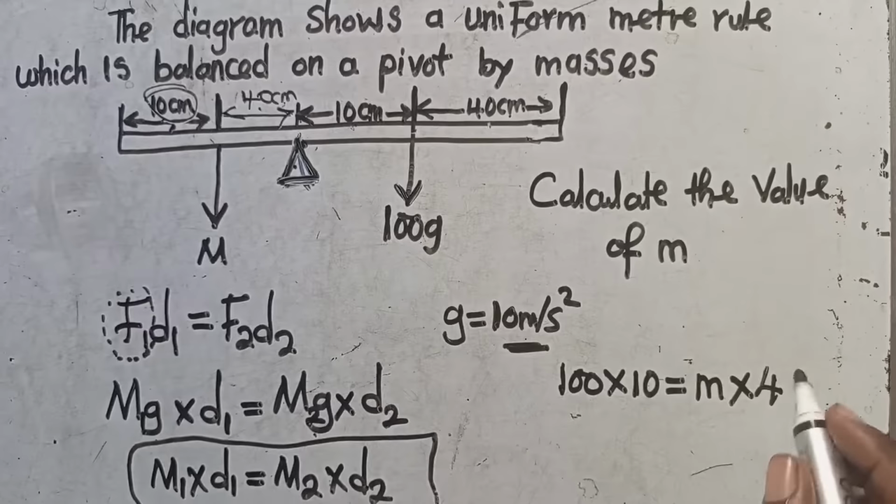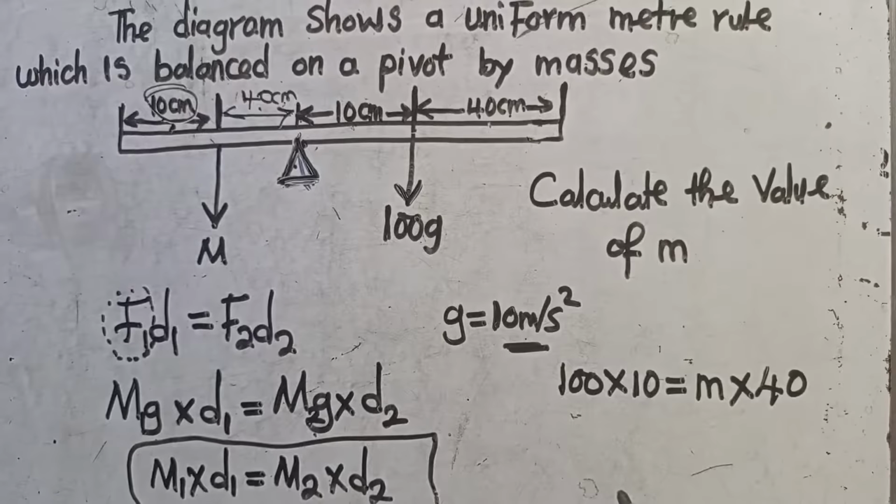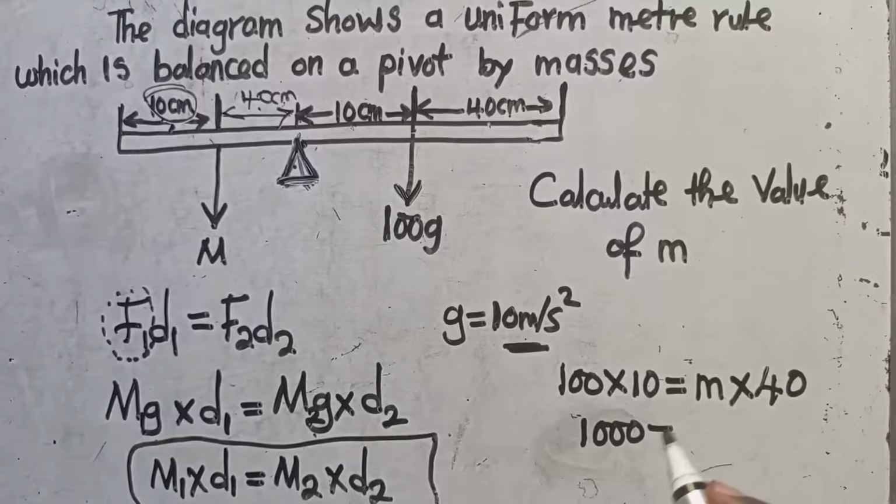I multiply by 40. So here, what answer am I going to get on this side? The answer is 1,000. So if I multiply, that is 1,000, which is equivalent to 40m. I divide both sides.